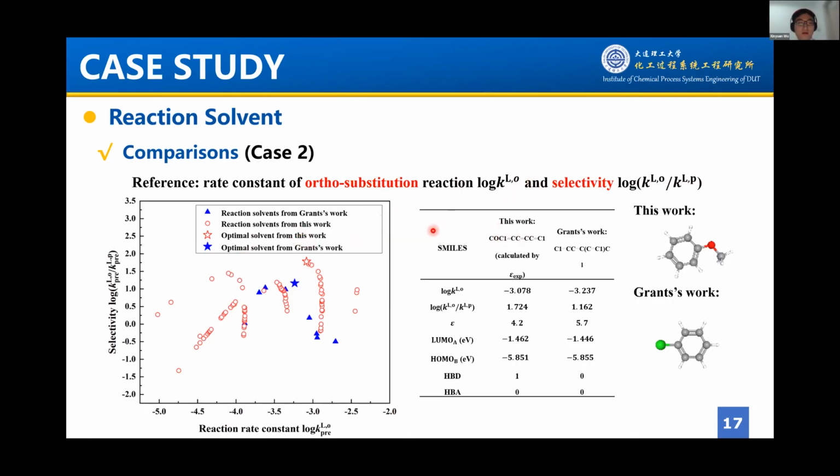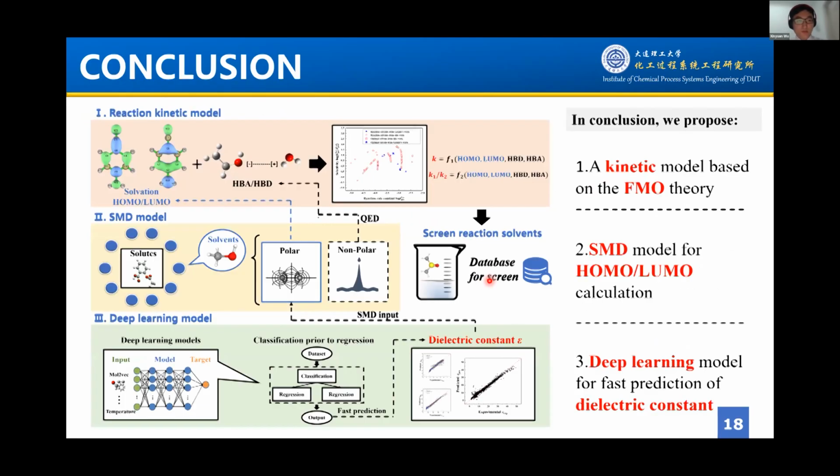For our set, the red stars are the optimal solvents from our work, and the blue stars are reaction solvents from the case studies. And we can find that for selectivity and the reaction rate constant, we will always find the best one, which is to our satisfaction.